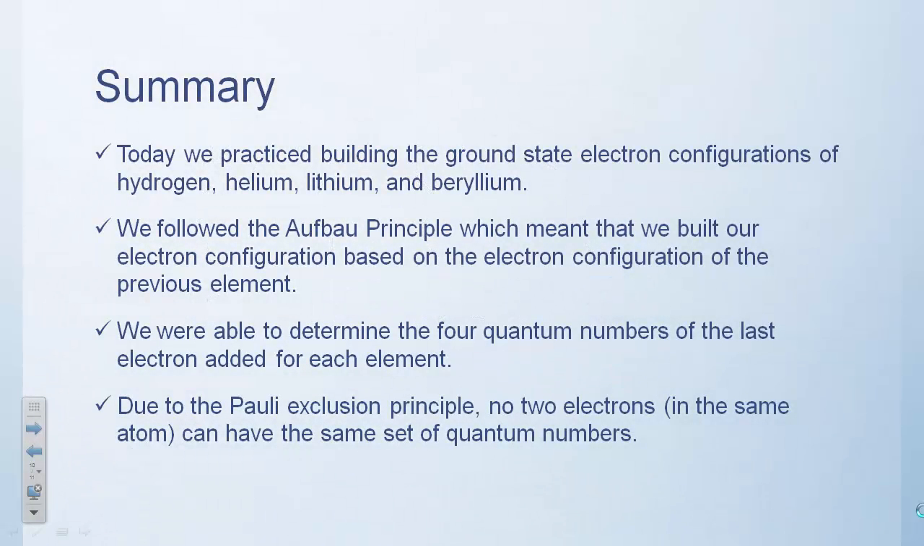Alright, so just to give you a quick overview of what we've done today, we talked about the ground state electron configuration of 4 elements: hydrogen, helium, lithium, beryllium. We talked about the Aufbau Principle, which meant we just built upon the previous electron configuration. And we spent a lot of time determining the quantum address of those electrons that we're adding to these elements. And we said that due to the Pauli Exclusion Principle, we cannot use that set of 4 quantum numbers twice. So once we've used a quantum number set, we can no longer use it anymore. And basically what that's done for us is said that we can put a maximum of 2 electrons in each orbital.